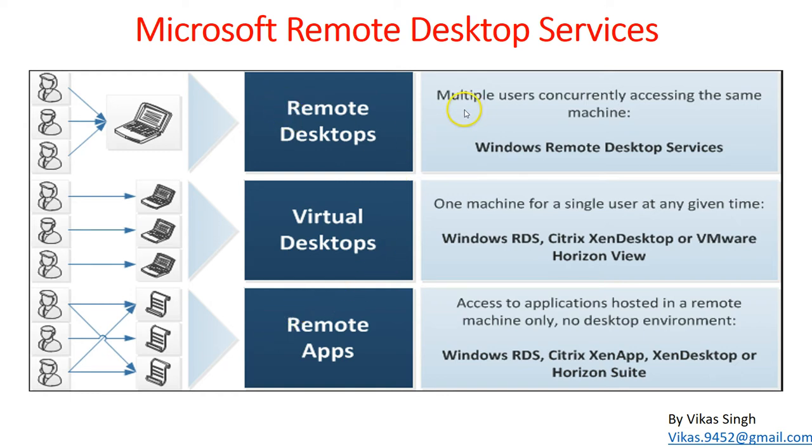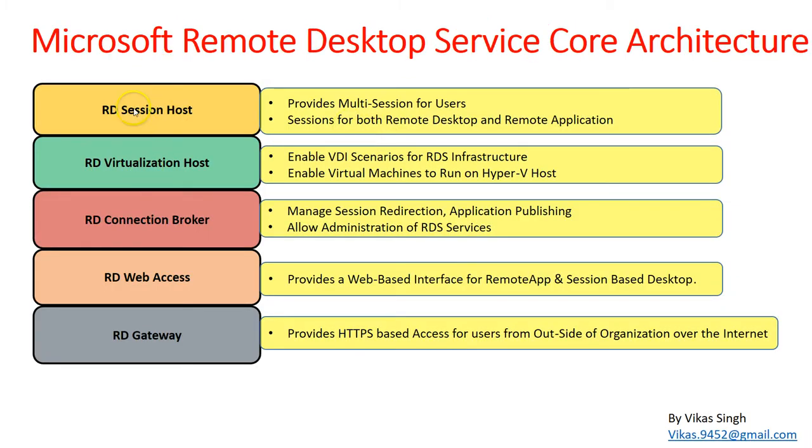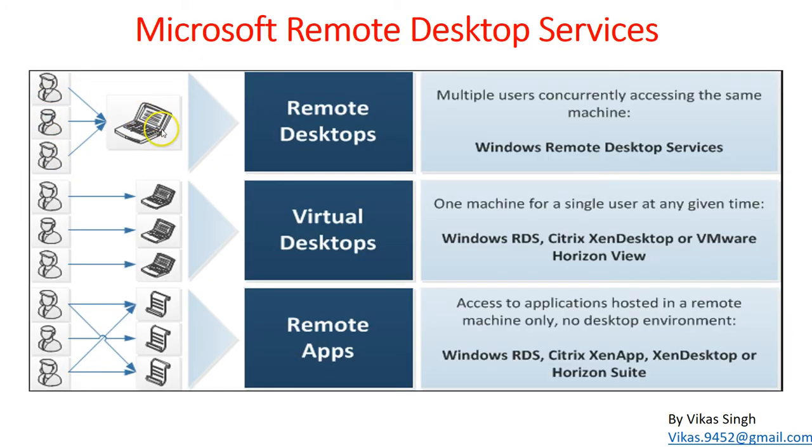So you can say multiple users connecting concurrently, accessing the same virtual machine or same physical machine, and this is going to run on Windows Remote Desktop Services. So you can see here, in this example we have a session host server. On the session host server, all the users are going to log in, and they are going to access and work on the same server at the same time. So this is going to be concurrent access for users.